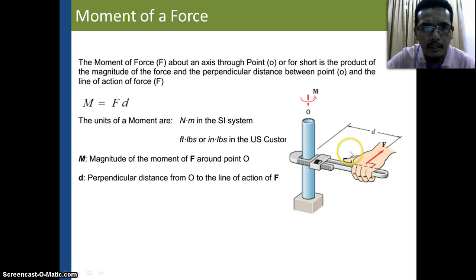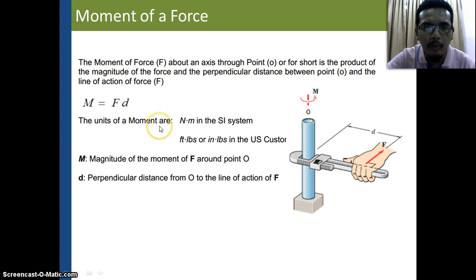So meaning that if we want to define the moment of force, the moment of force about an axis through point O, for example, is actually the product of the magnitude of the force and also the perpendicular distance. So this force is the line of action. This one is the line of axis D. So this line and this force must be perpendicular to each other. So the force is multiplied by the perpendicular distance. So force and distance must be perpendicular. So M is equal to Fd.